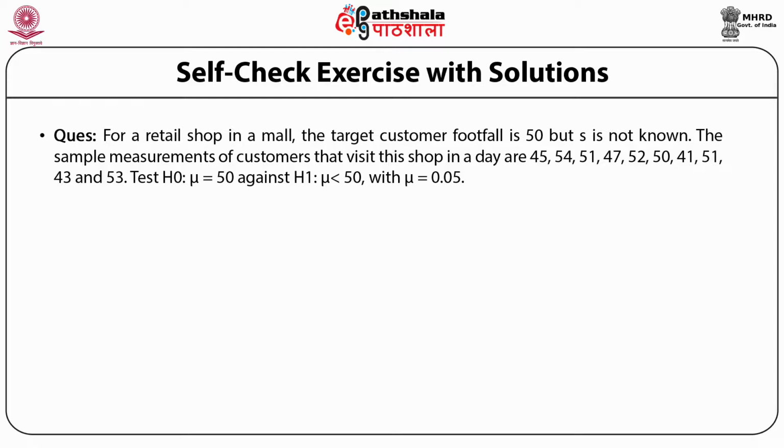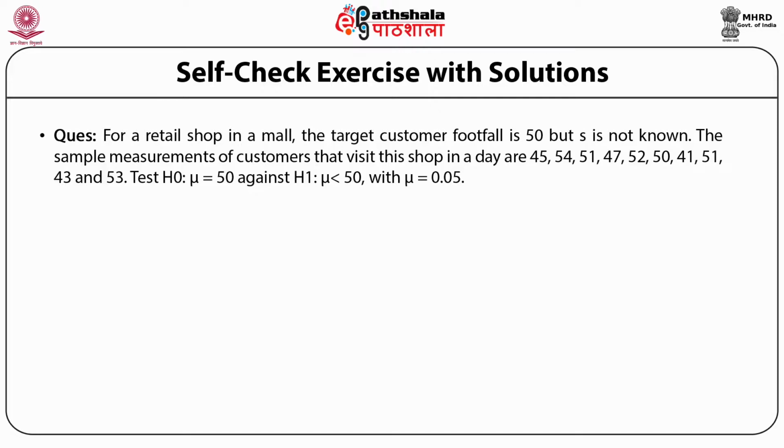And the null hypothesis says that 50 people visit this retail shop. We are testing this hypothesis with alpha equal to 0.05, or what we can say is that we are testing this hypothesis at 95% level of significance, that is, the chances of correctness of this hypothesis are being tested at 95%.